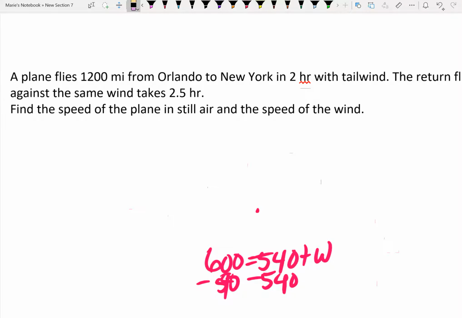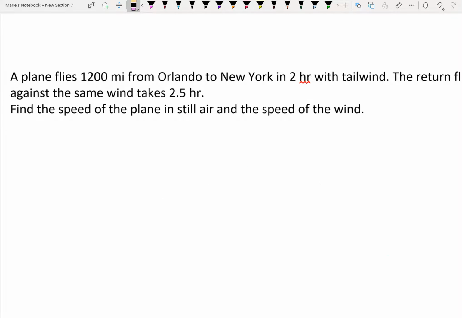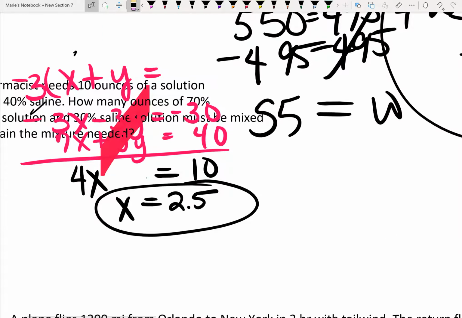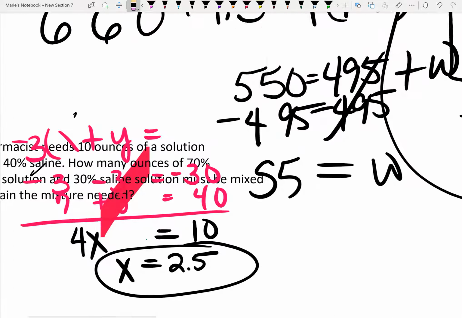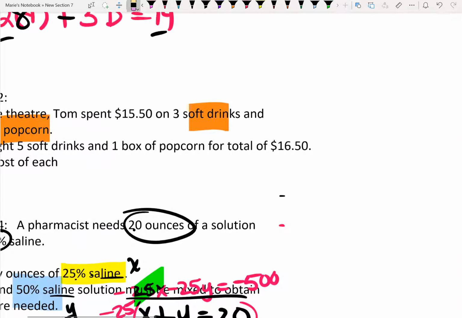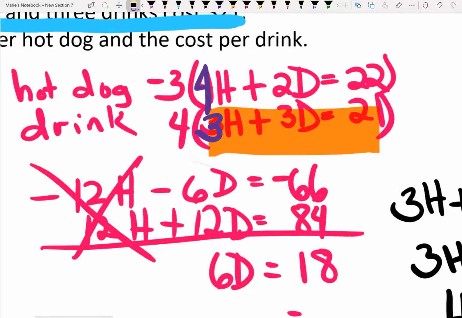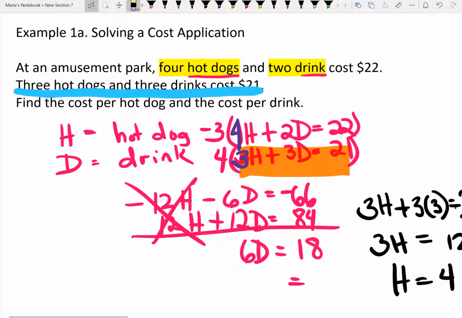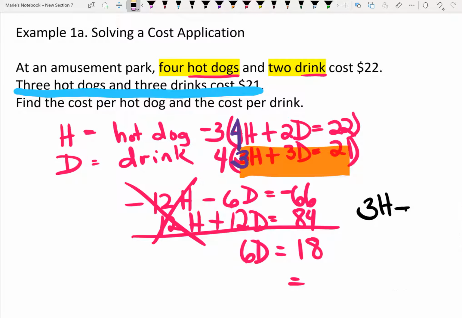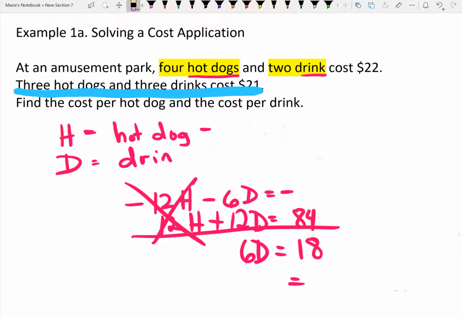Here we go with the notes. I'll go back to the top. I think we started with the hot dog question, so I'll start with that one. This was example 1, so let me take you back. We'll do that one step by step.